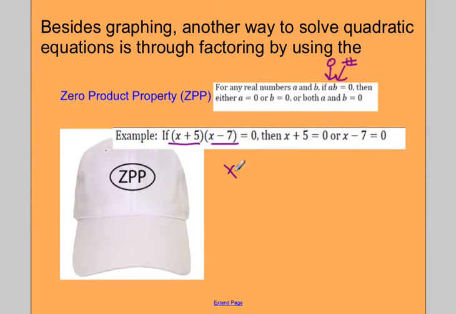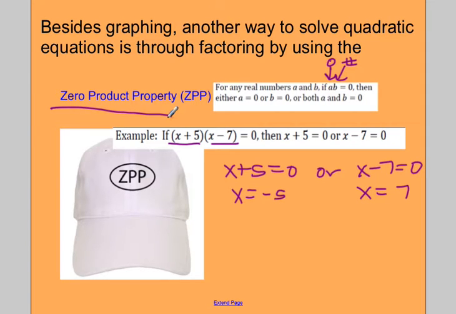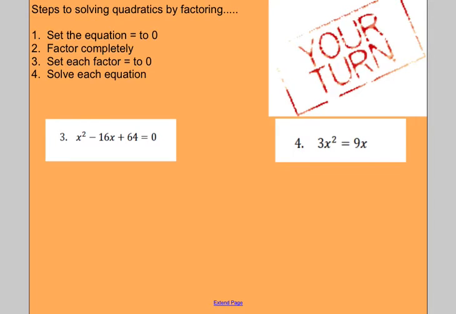So that's how I can say, well, x plus 5 equals 0 or x minus 7 equals 0. One of them has to. And when I solve, I get x equals negative 5 and x equals 7. So that's our zero product property. Okay. So let's go ahead and solve some quadratic equations.